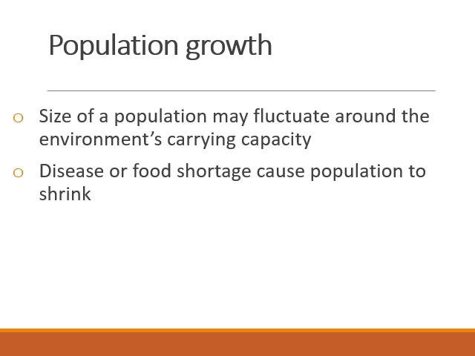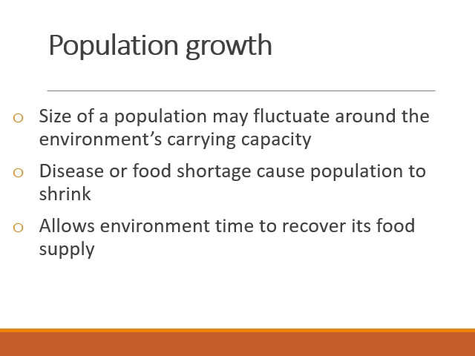So we have a size of a population that may fluctuate right around the environment's carrying capacity, and this could be due to disease or food shortage, which might cause the population to shrink. It also allows the environment time to recover its food supply. So once it does overshoot, once it goes into that undershoot, this is when we're kind of in a recovery time. And then once it recovers, then we can kind of go back up.